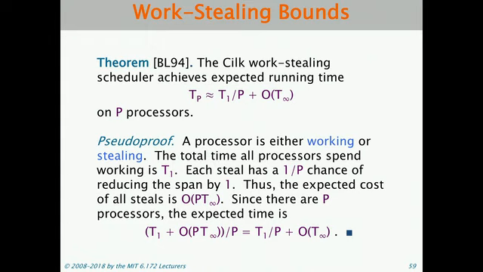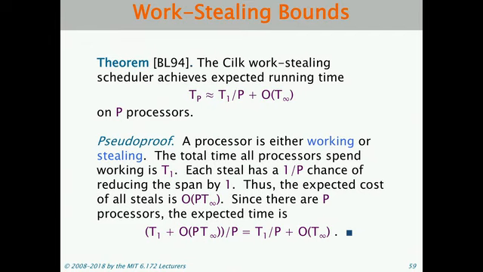So a processor is either working or stealing at every time step. And the total time that all processors spend working is just T1, because that's the total work that you have to do. And then when it's not doing work, it's stealing. And each steal has a 1 over P chance of reducing the span by 1, because one of the processors is contributing to the longest path in the computation DAG. And there's a 1 over P chance that I'm going to pick that processor and steal some work from that processor and reduce the span of my remaining computation by 1.